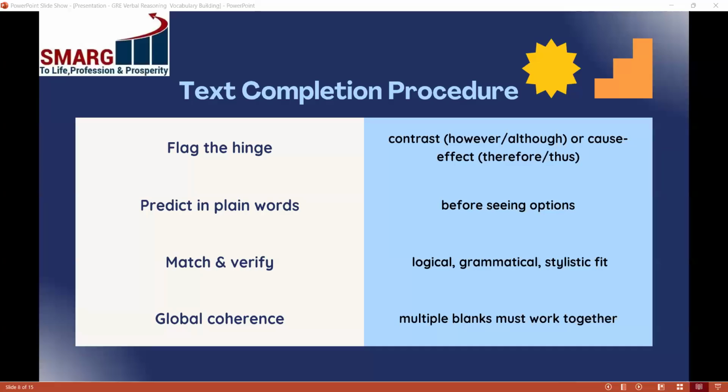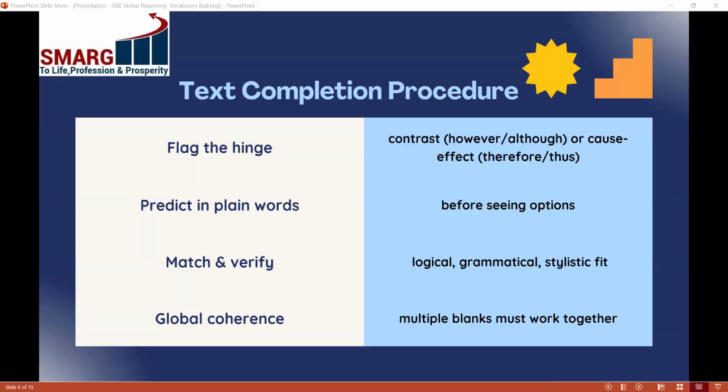Second is predict in plain words. Before seeing options, again, this is related to paraphrasing. So before you start off with your text completion question, take a look at the fill in the blank sentence, paraphrase it. Predict it in your own plain words. Try saying it in simpler jargon, and see whether the sentence is making sense to me. Am I getting the meaning correct or not? You will somewhere start getting the hint. Then, now match and verify. This is more of a stylistic fit, like I've written. Very simple. You take a look, you see the meaning, you see the words, you try to figure out the meaning, and logically you put in the correct sentence.